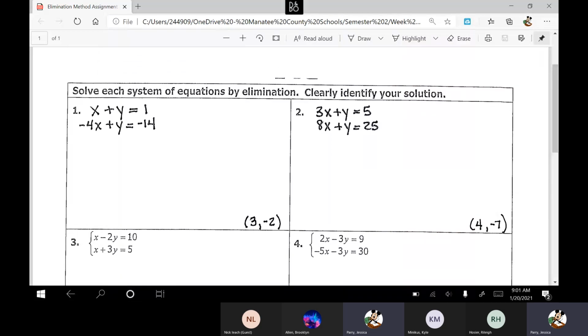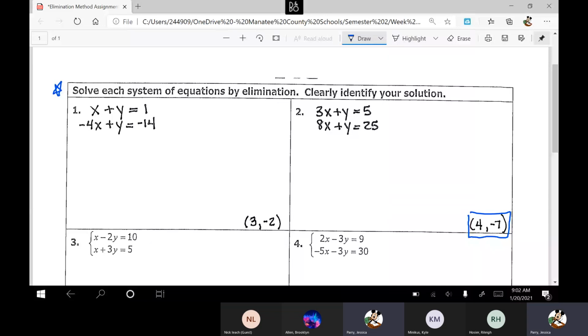But the first one we're going to be doing together is going to be number 2. Our directions here, it says, solve each system of equations by elimination. Clearly identify your solution. And for all of these, the bottom right corner of each question, the solution's already there. So you can check your answers and make sure that you did it correct.